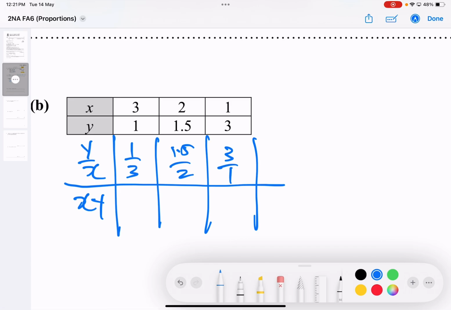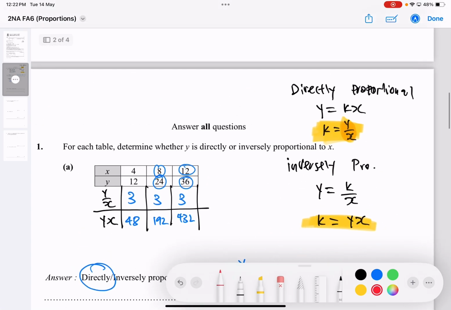X times y. Let's see what happens over here. X times y gives me what? X times y, 3 times 1 gives me 3. 2 times 1.5 gives me 3. 1 times 3 gives me 3. So is this a constant? Yes.